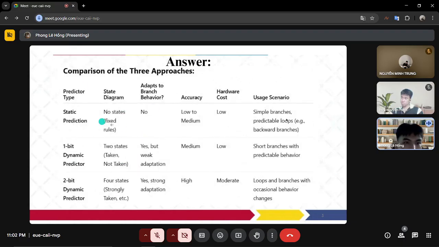And this is the table comparing the three approaches. We have the state diagram, the adaptive branch behavior, the accuracy, the hardware cost, and the usage scenario.